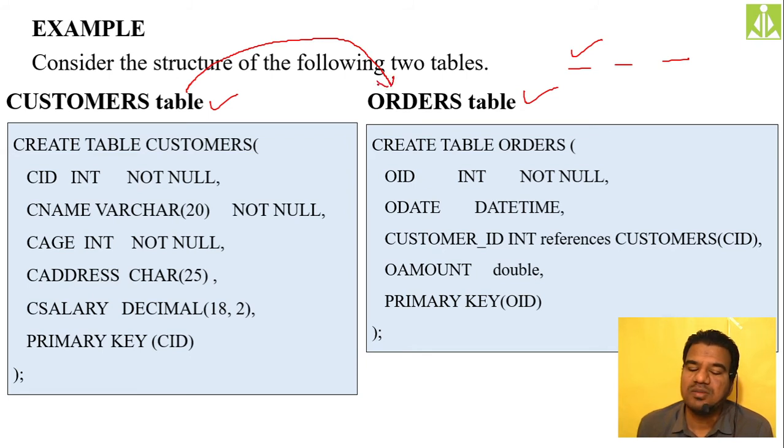Whenever you input a customer ID in the orders table, it will immediately go and check in the customers table whether that customer ID exists or not. If the customer ID exists in the customers table, then only that customer can place the order. Otherwise, it will simply disallow that customer from placing orders.